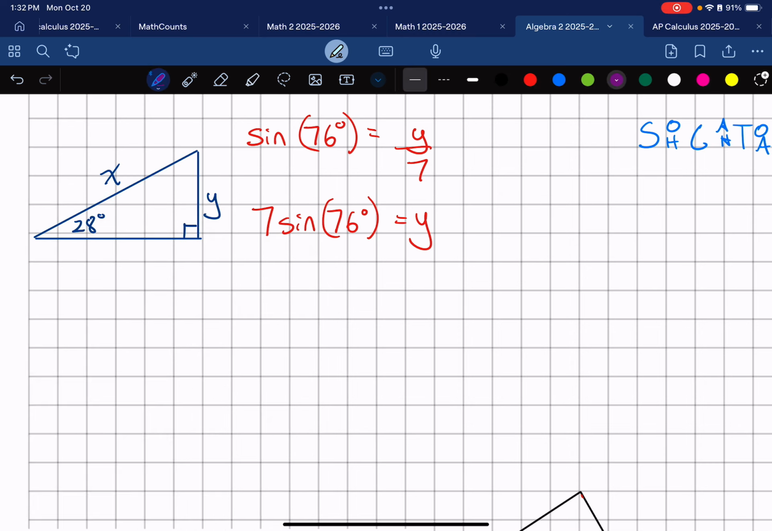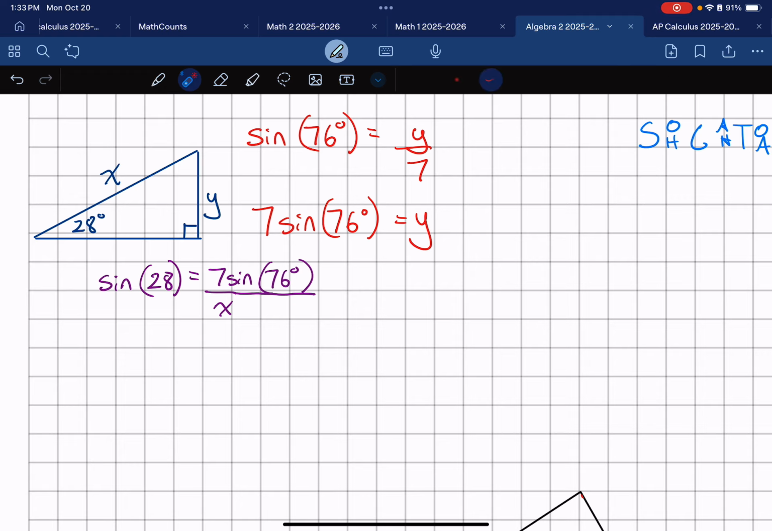And then from there, you're going to say that sine of 28 degrees relates y and x. You can say that's equal to y over x, but we know what y is. We know that y is 7 sine of 76. So let me replace y with 7 sine of 76 degrees. And then I can make that a giant fraction. And then again, I can solve for x.